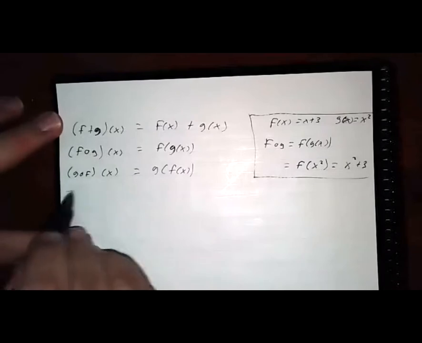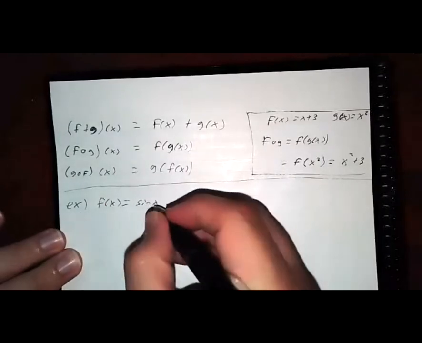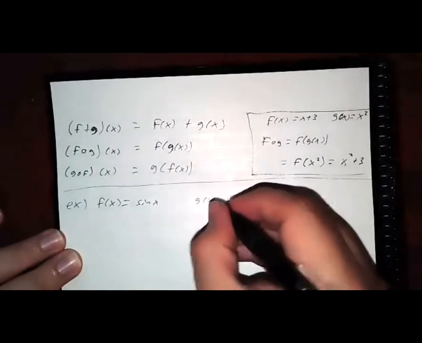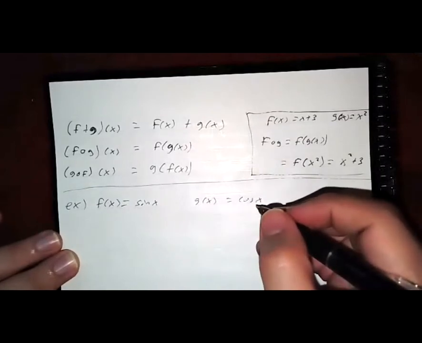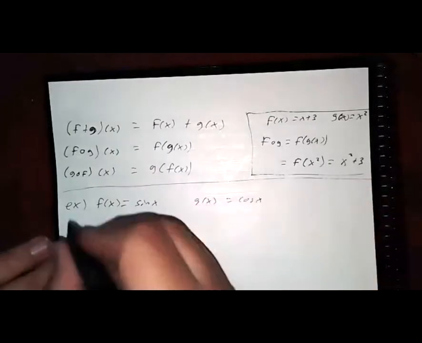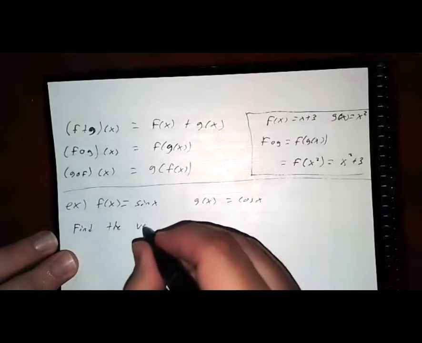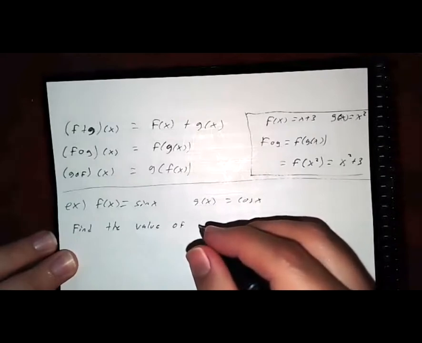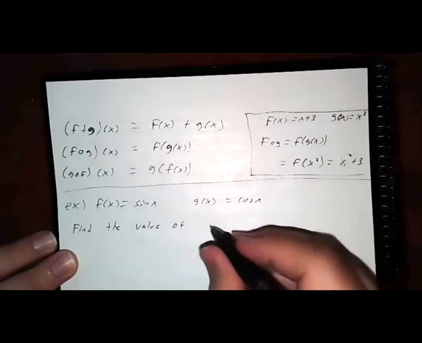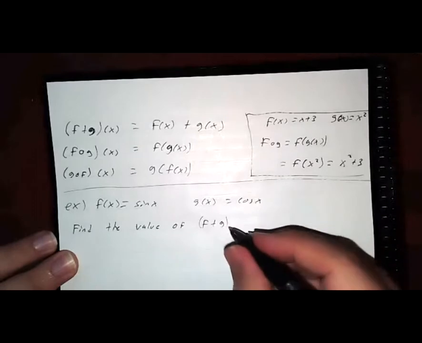So this question assumes you remember this. So let's see how it goes, right? Sorry, I got distracted. F of x is equal to sine, g of x is equal to cosine. So they say find the value of f plus g of 60 degrees.